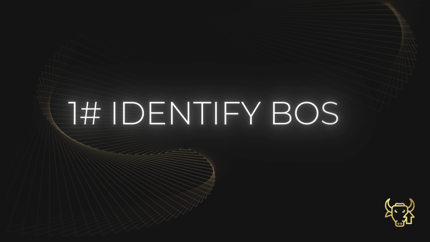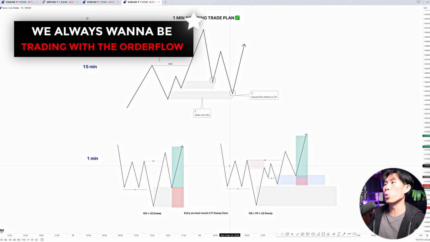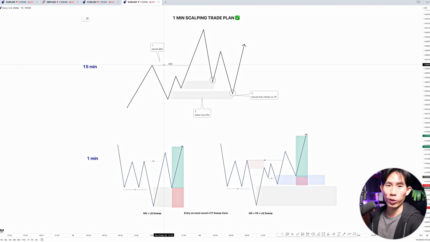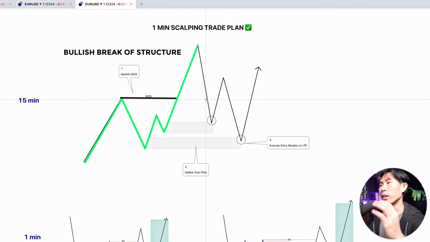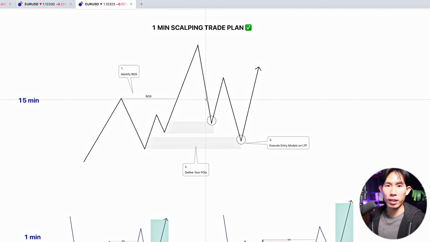So the first step is to identify break of structure. Remember, we always want to be trading with the order flow, not against it, because the market has already showed us where it wants to go. So all we have to do as traders is just follow it. In this case, we got a bullish break of structure to the upside. Once you identify that, your first step is done. As simple as that. It's literally as simple as ABC, buddy.